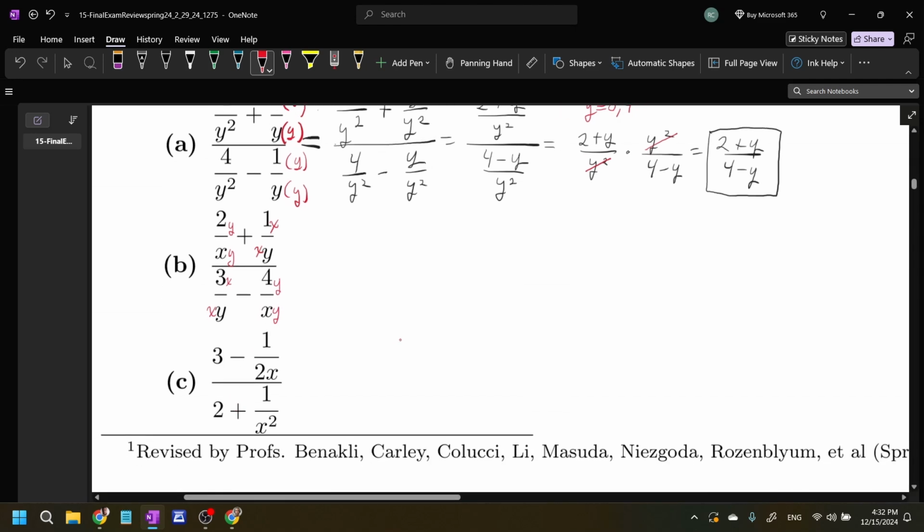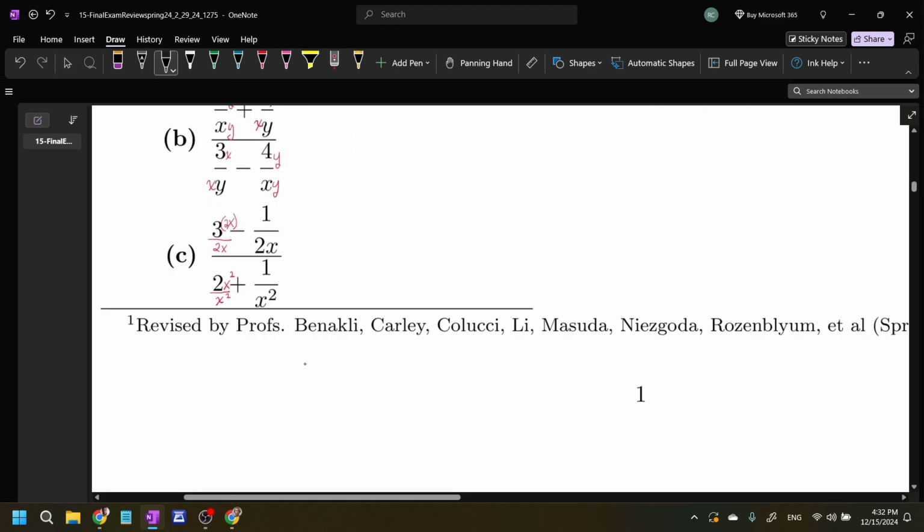Number C, or part C, looks a little bit more difficult. This one, I would definitely just put this over x squared, and this I would put over 2x. Okay, so I'll leave you to practice those. I got you started. Let's look at question number 8.